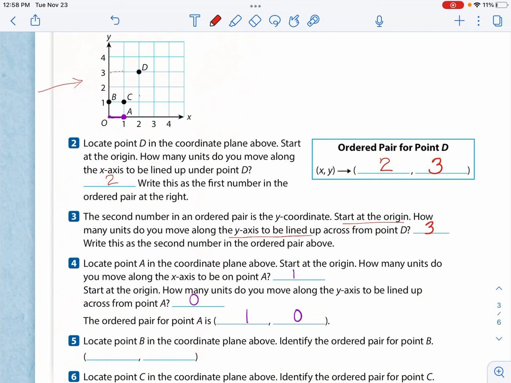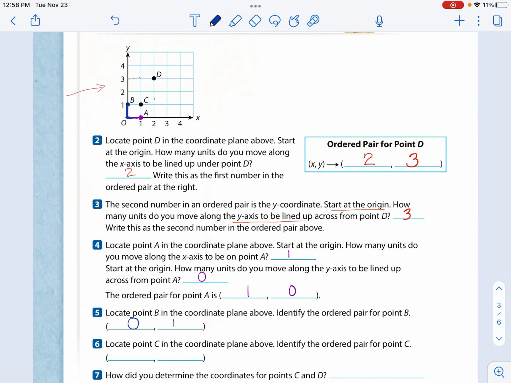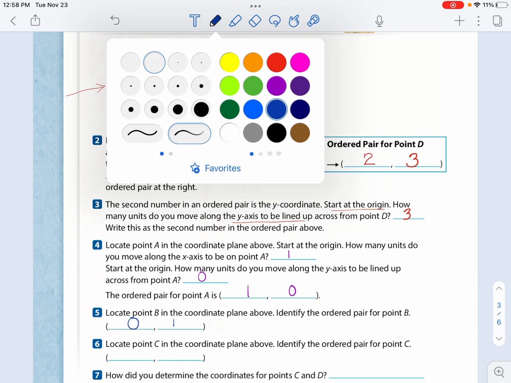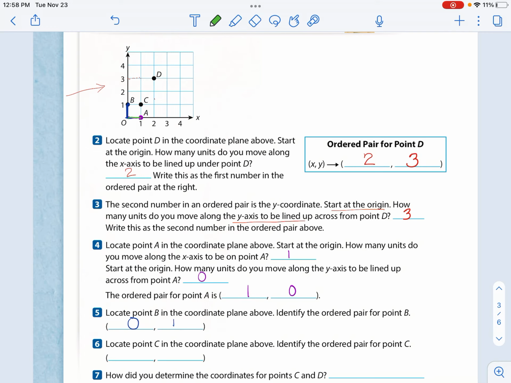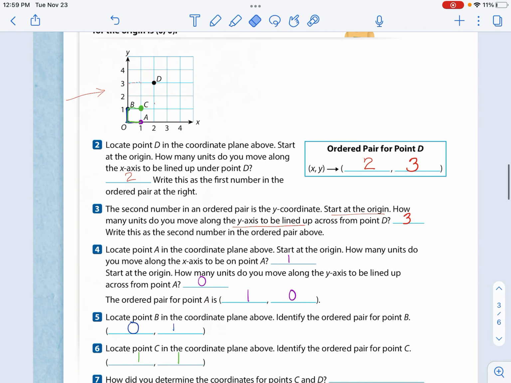Point B. How many do we go over on the x-axis? I'm going to change that to blue. How many do we go over to get to B? We don't go over at all. 0. But how many do we go up on the y? We go up 1. So the coordinate for B is 0, 1. And then last, we have C. C is over 1 and up 1. See how that works? So the coordinate for C is 1, 1. Okay? That's all we have to do on that today.